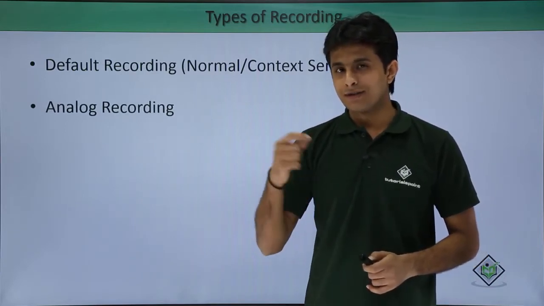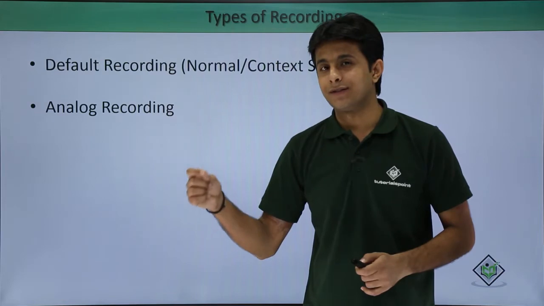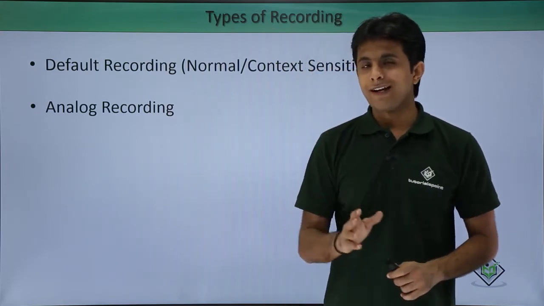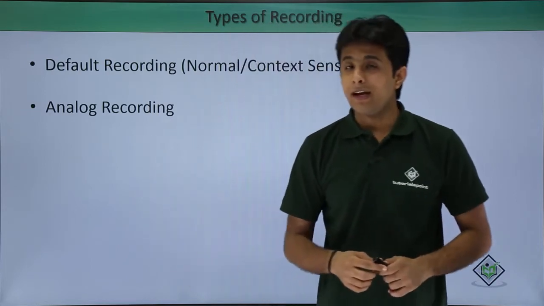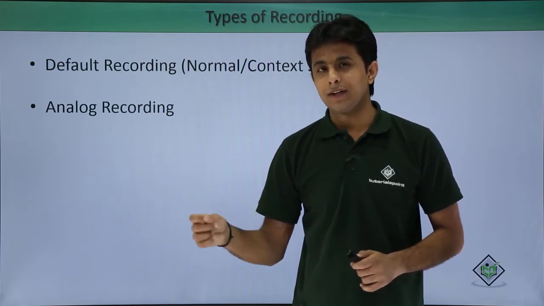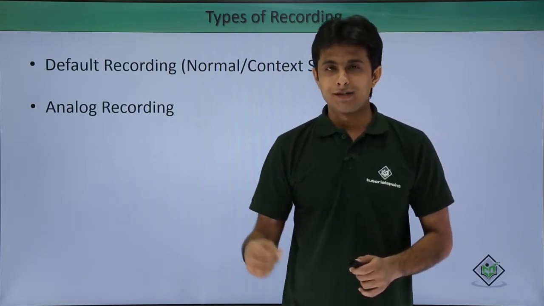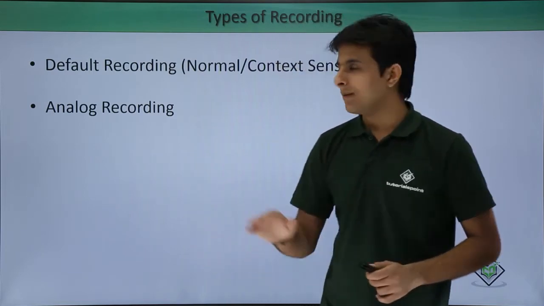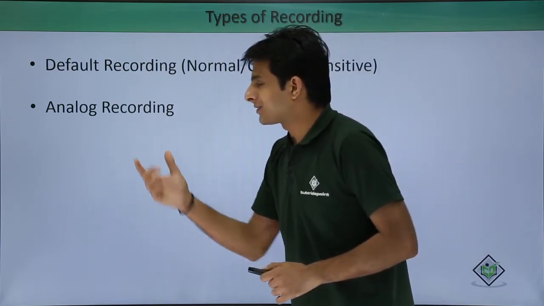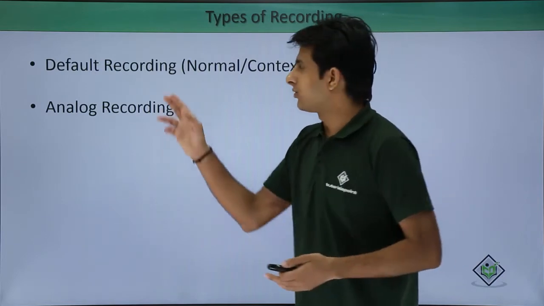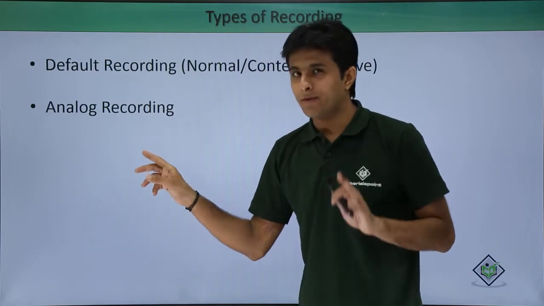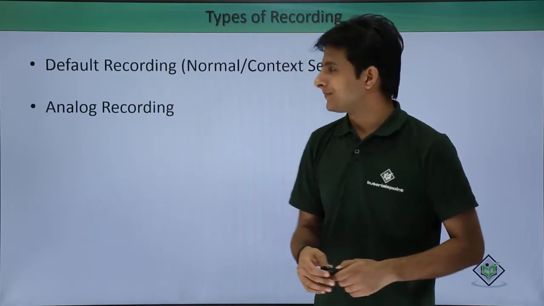Suppose you want to capture a signature or a drawing. With the help of default recording, it will not work. So that time you have to use analog recording. Analog recording will capture the cursor movements or the mouse movements of the cursor itself. So if you want to draw some signature or some sketch, that time you have to go for analog recording. The file size of analog recording will be heavy as compared to default recording. So it is recommended to only use this type of recording when default recording doesn't work, right?